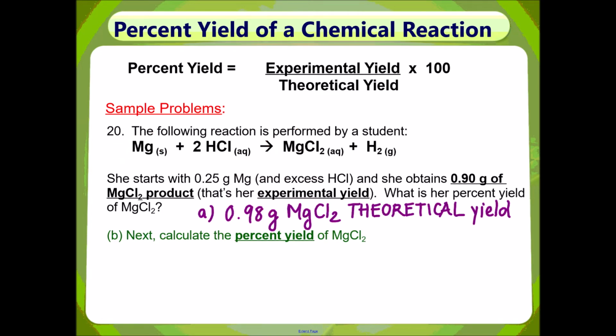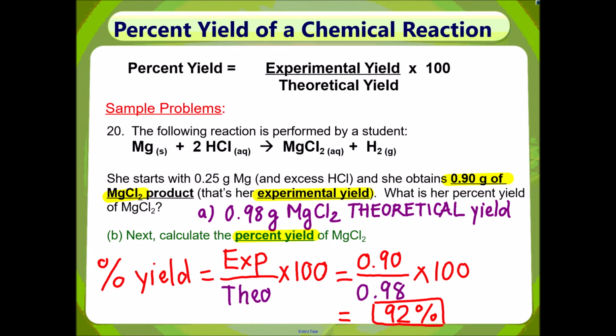Now let's go back to the main question. What is the percent yield of magnesium chloride? The experimental yield was given to us in the problem, which was 0.90 grams of magnesium chloride. The theoretical yield we just calculated, which was 0.98 grams. Plugging these values into the formula, where percent yield is equal to experimental over theoretical multiplied by 100, we have 0.90 divided by 0.98 times 100, and the final answer is 92%, which is very good.